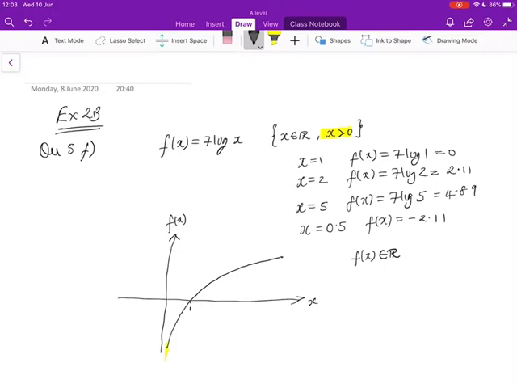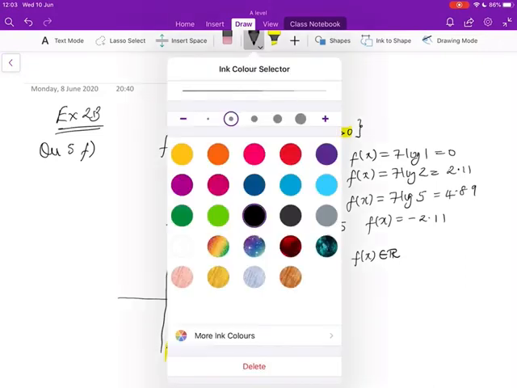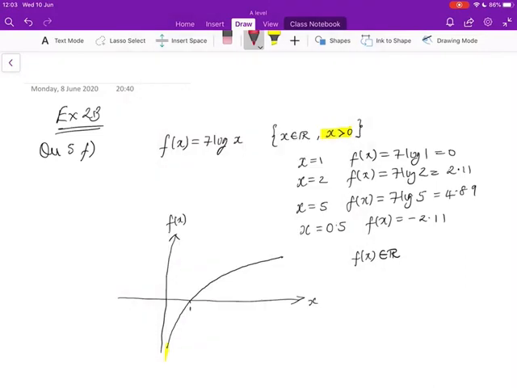And then whether it's a many-to-one or a one-to-one function, well, for every one value of x that you take, you only ever produce one output. So this is a one-to-one function.